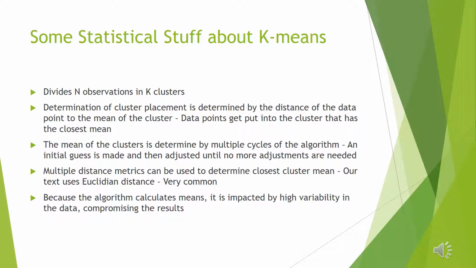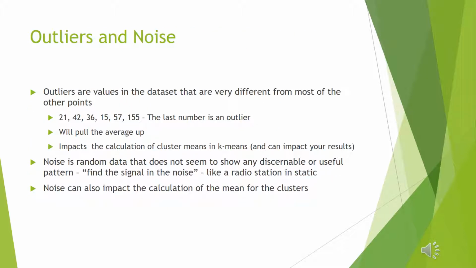Because the k-means algorithm calculates means, it is going to be impacted by high variability in the data, and this can compromise the results. We'll go into that more in a little bit. About how variability is going to impact the accuracy of a k-means cluster, let's go over some things which you may already know, but it's worth revisiting.